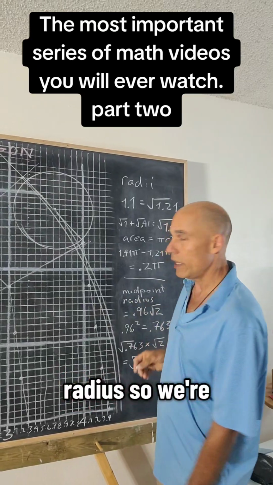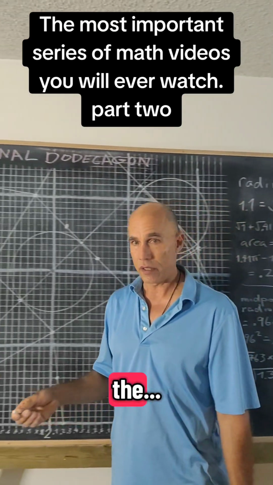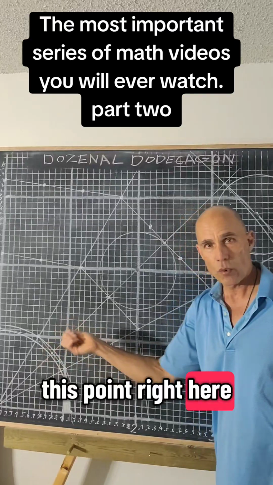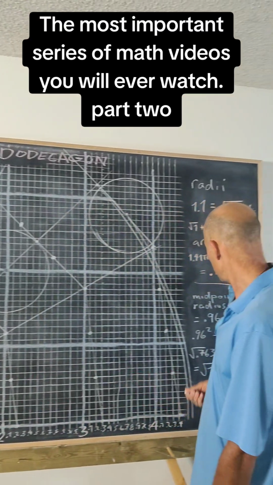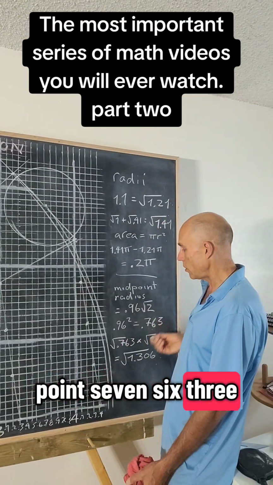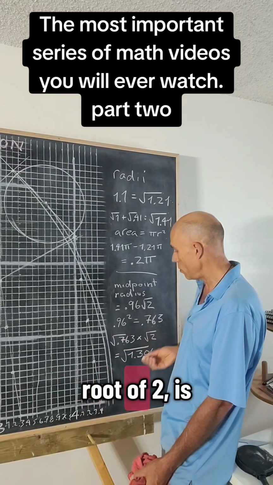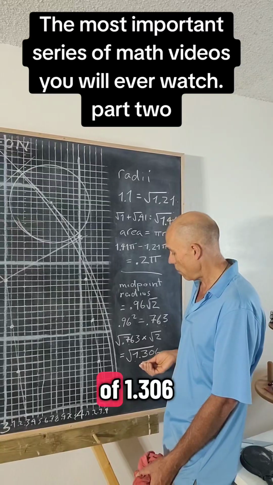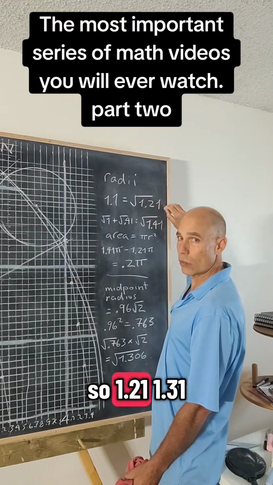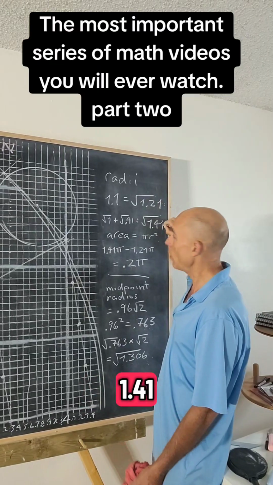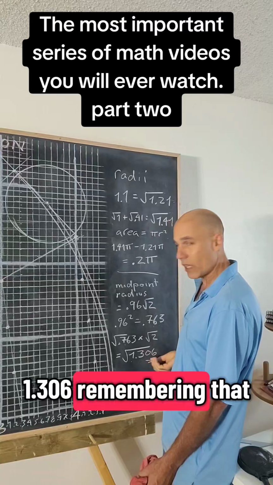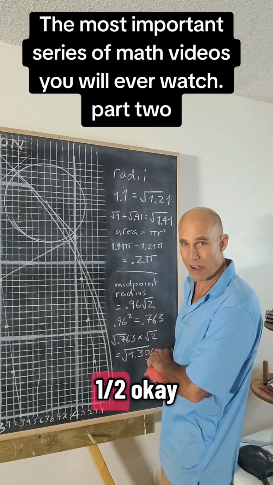So the midpoint radius. We're going to now calculate, if we were to draw a circle based on this point right here, what's the radius of that circle? So 0.96 squared is 0.763. So the square root of that times the square root of 2, the square root of 1.306. So 1.21, 1.31, 1.41, but not 1.31, 1.306. Remembering that when you see a 6 at the end, that's a half.